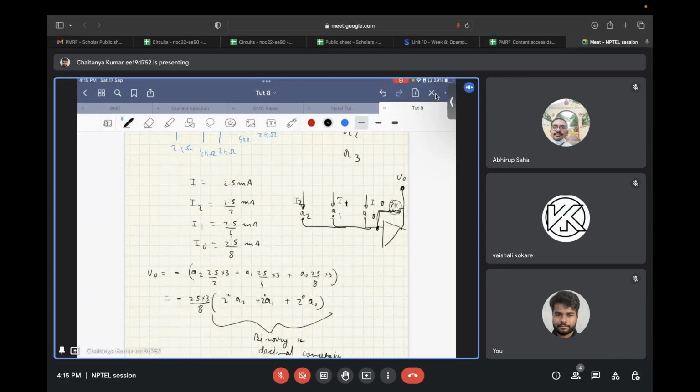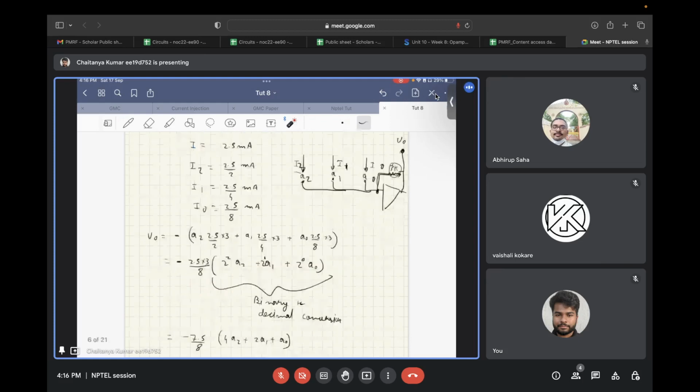So if A2 is 0, then the current I2, that is 2.5 by 2, will flow inside the 3 kilo ohm resistor, and it will develop a voltage of 2.5 by 2 times 3. Sorry, if A2 is 1, this will develop this voltage. Similarly, with the case of A1 and A0.